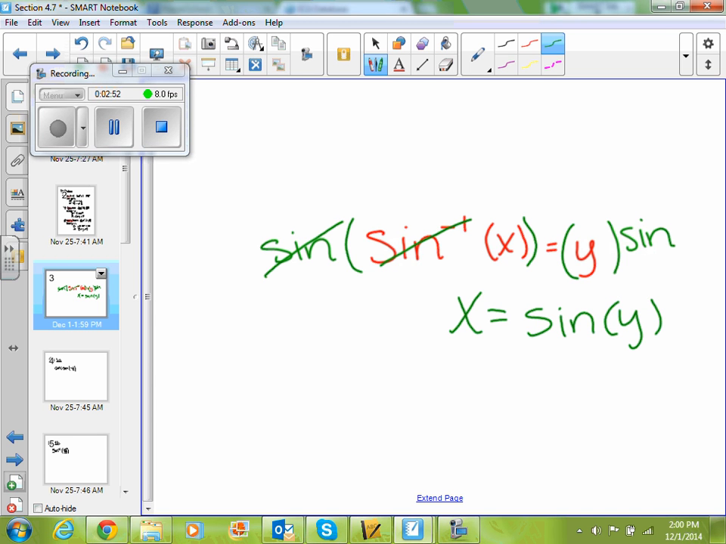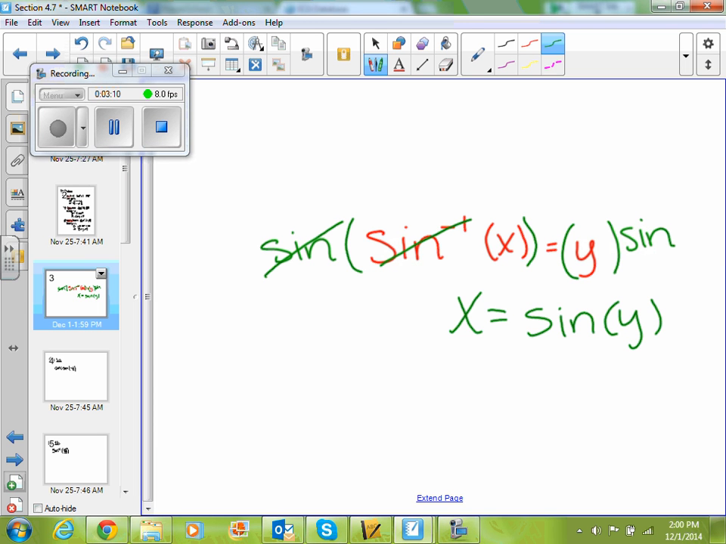So to get rid of an inverse, you take the original function and you multiply by it. And that works for all of them, so that would work for cosine and that would work for tangent. Does that make sense?